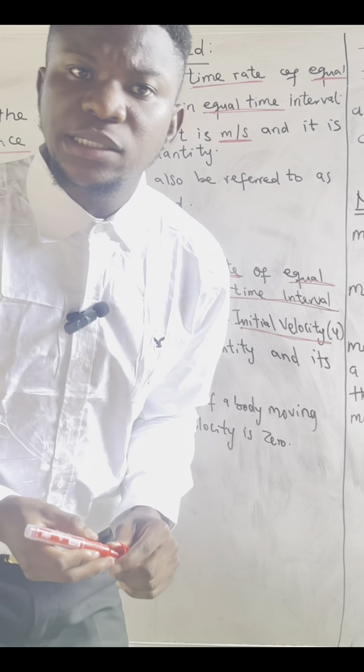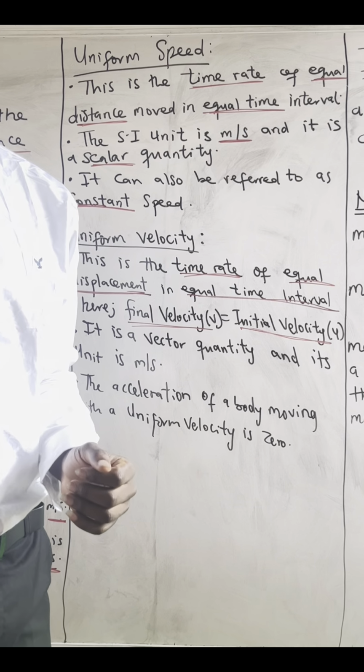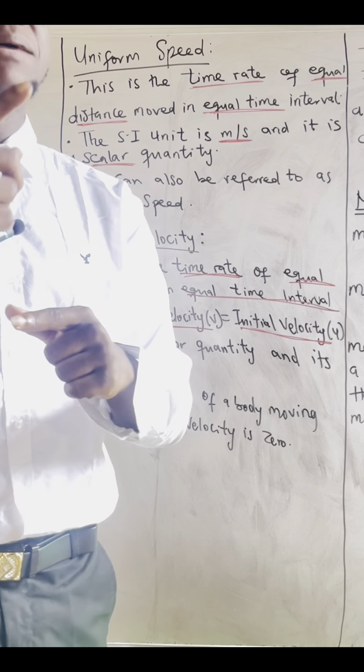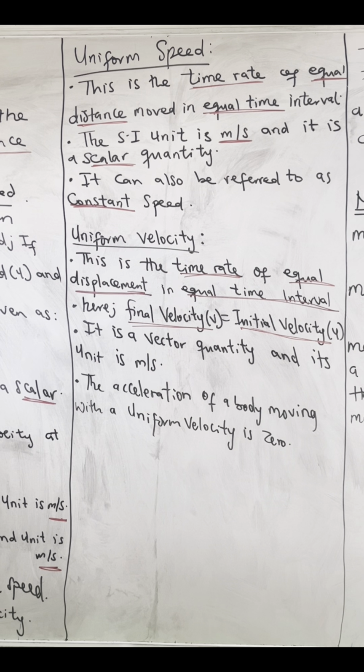So for uniform velocity, the final velocity equals the initial velocity. Why? Because we say we are moving equal distance in equal time. This simply means that the velocity you use to start will also be the same velocity you use to end. So we are talking about equal movement.